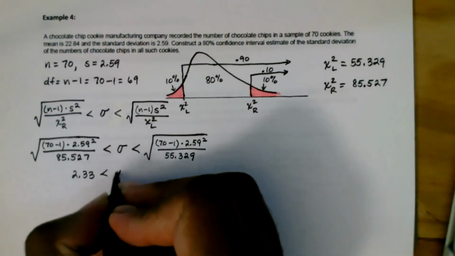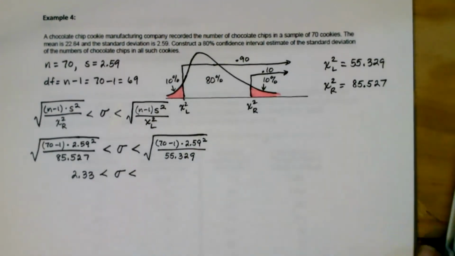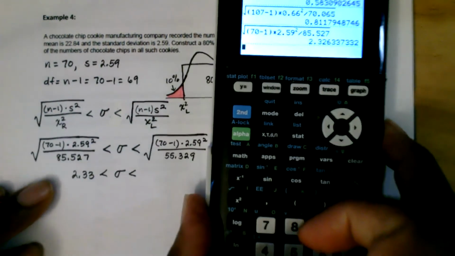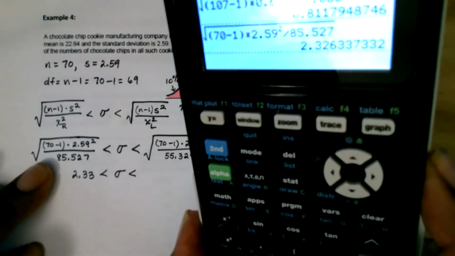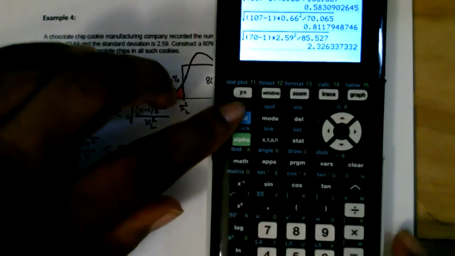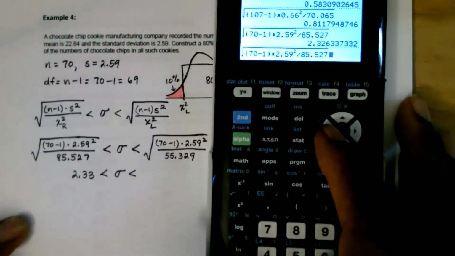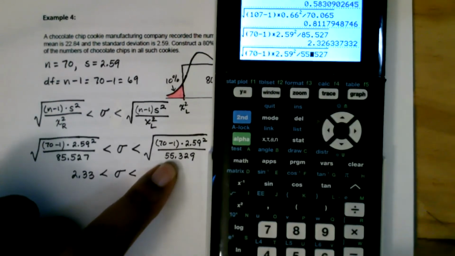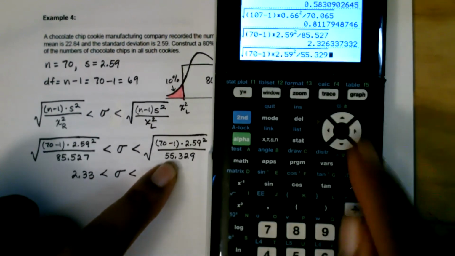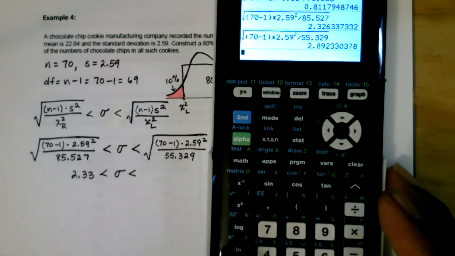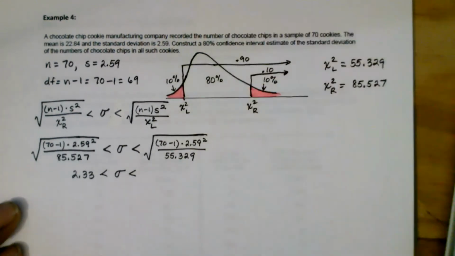That's less than sigma and less than the square root, changing this to 55.329. That will be, in this case here, 2.89, rounded to 2 decimal places.